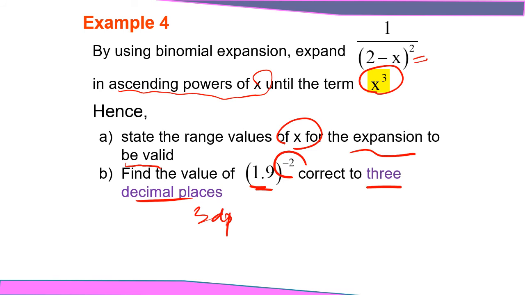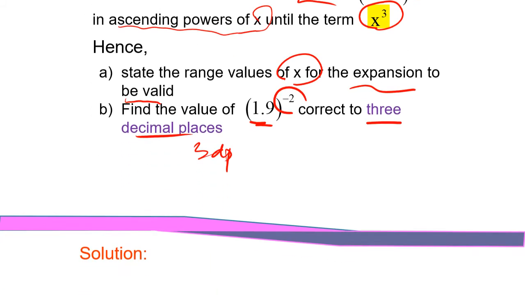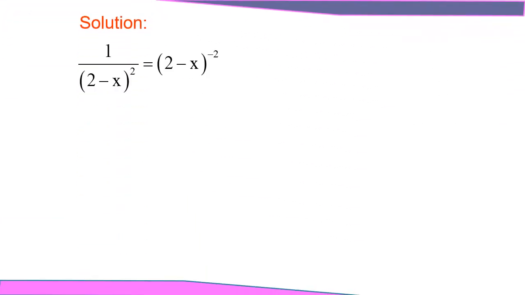So let's do the first one, which is to expand this one. So how do we expand 1 over 2 minus x all to the power of 2? So we didn't learn about this, but we know we can simplify by using the rule of indices. This will be 2 minus x all to the power of negative 2.